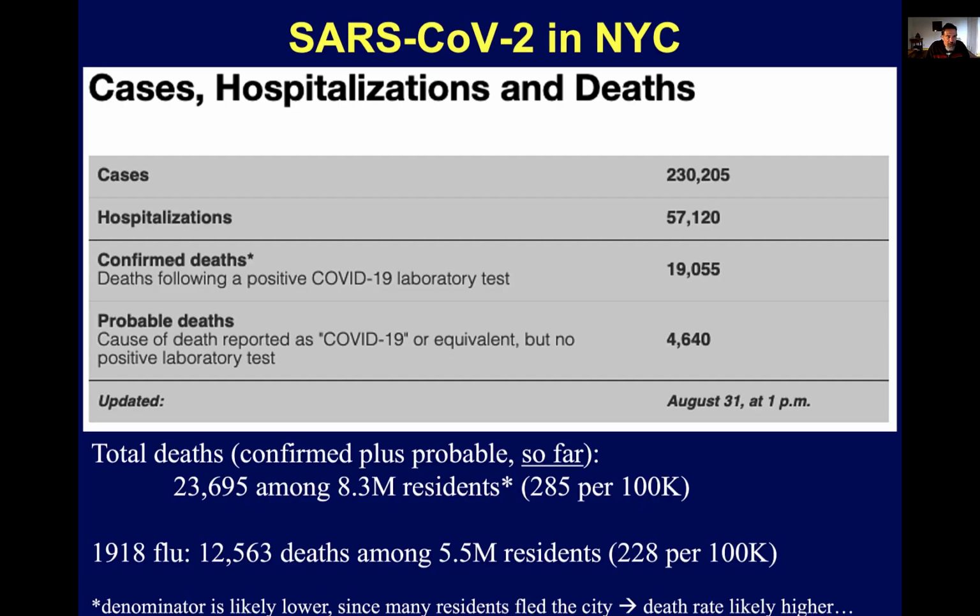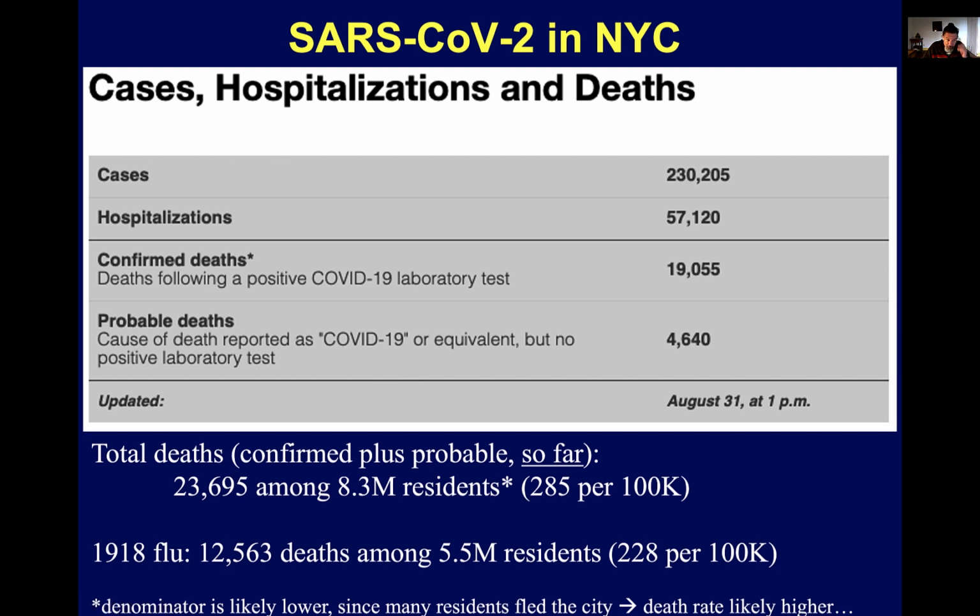What have we seen with SARS-CoV-2 in New York City? Again, recent data suggests in New York City, about 230,000 people have been diagnosed, about 57,000 people have been hospitalized, and about 23,000 or 24,000 deaths have occurred so far. And just to try to compare this to what we saw in 1918, right? So we have about 24,000 deaths among 8.3 million residents in New York. So far this year, there will be more deaths before the end of 2020.